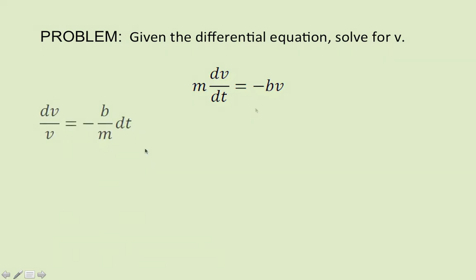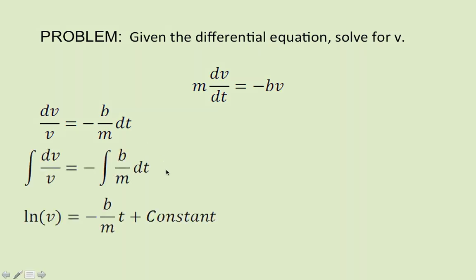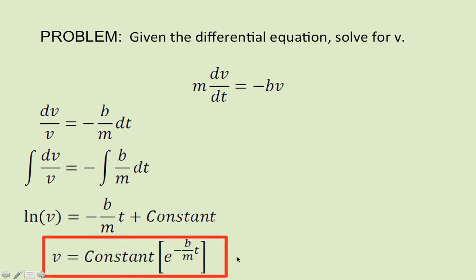To solve for v, we're first going to separate the dependent variable v from the independent variable t. Then we'll integrate both sides. Finally, we can solve for v. Make sure that you don't forget this constant when you integrate the indefinite integral. This constant is extremely important.